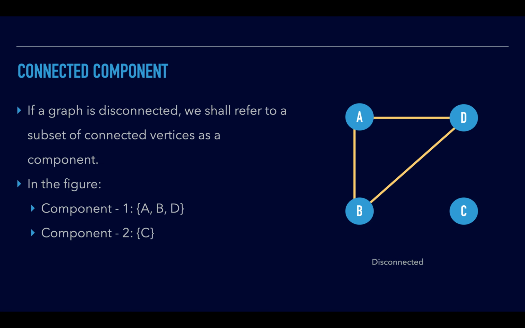The next one is a connected component. If a graph is disconnected, that is, if the graph is not connected, we shall refer to the subset of connected vertices as a component. So here I have connected vertices A, B, D, and then I have another vertex C. So A, B, D forms a connected component and C itself forms a connected component. So I have two components. Actually, a component is formed by grouping the vertices which are connected.